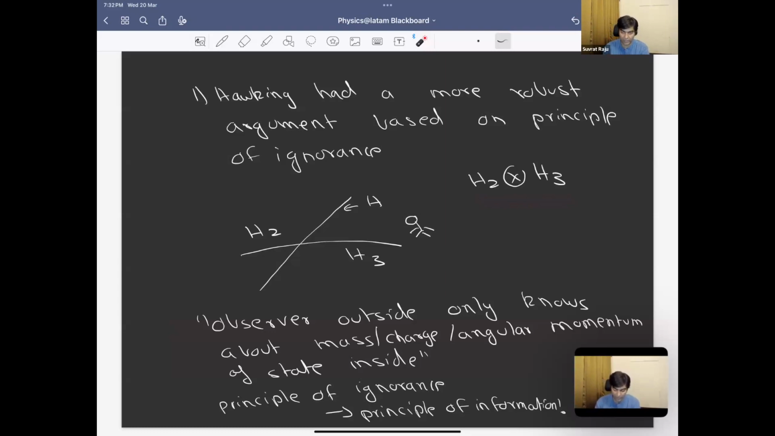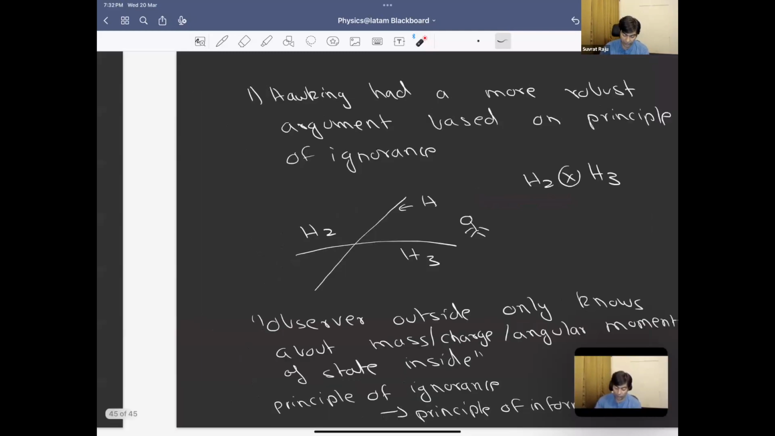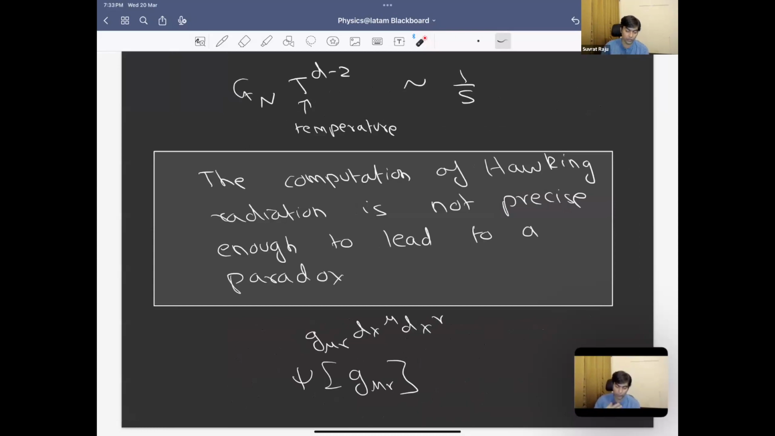But I want to end this lecture. Let me just summarize what we said so far. If you just look at the computation of Hawking radiation, that is not precise enough to lead to a paradox, because pure states are exponentially close to mixed states. This is a general result in statistical mechanics. However, Hawking had a counter argument to this. He said, fine, maybe you will have corrections, but in the case of a black hole, the corrections will never convert the mixed state to a pure state.